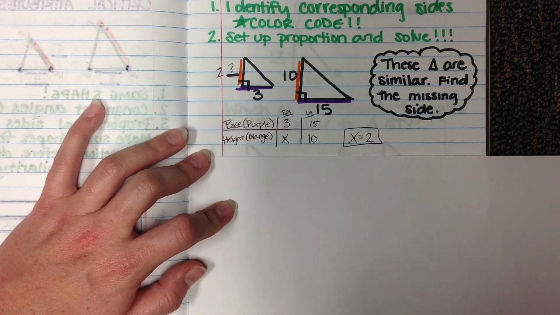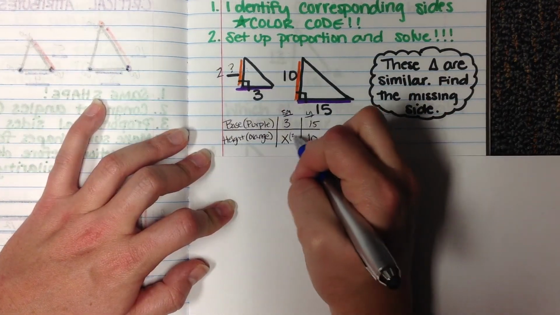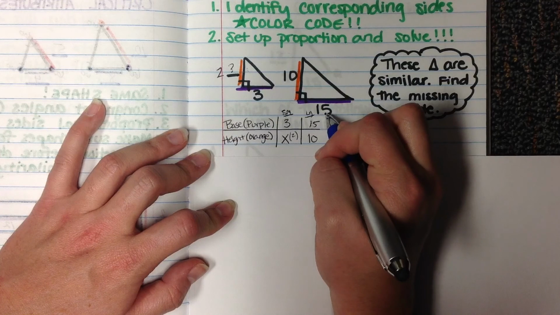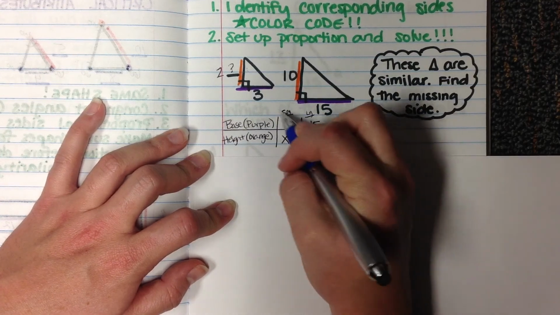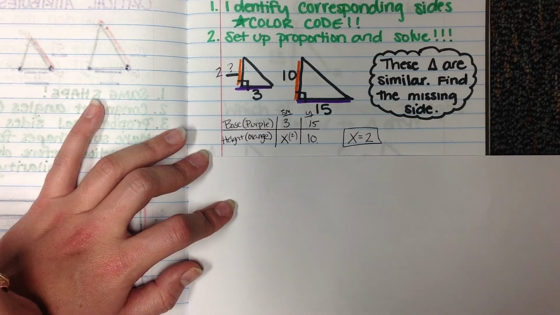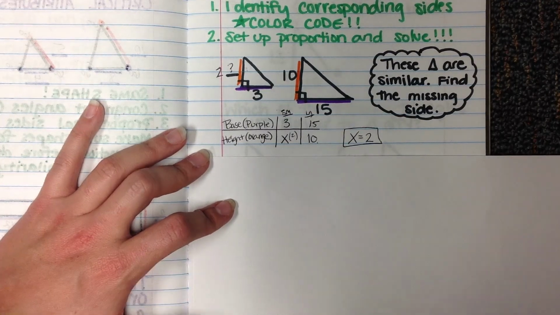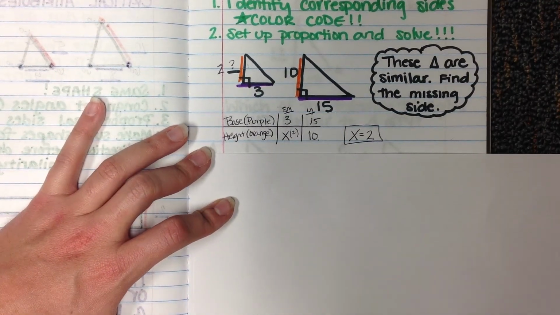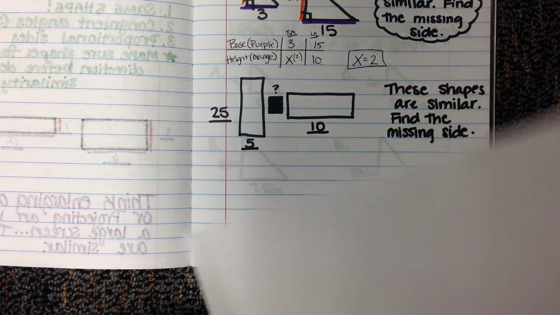I want to go ahead and double check that to make sure it works. 2 times 15 is 30. 10 times 3 is 30. If my cross products are equal, then yes, I have set up a proportion. The height of my small triangle here equals 2. Let's look at another example.